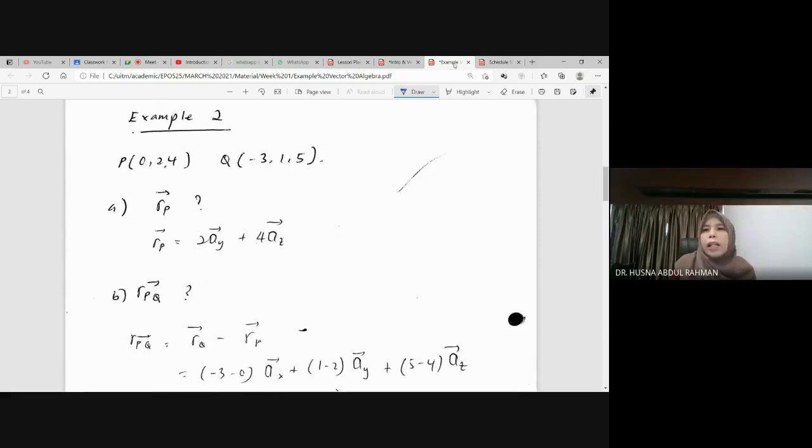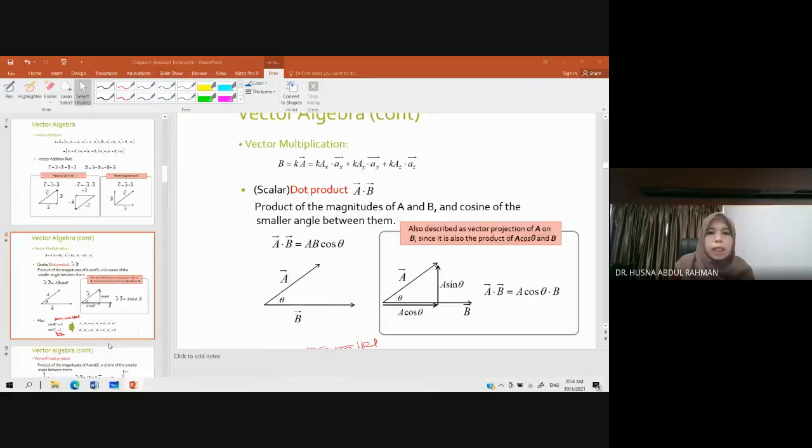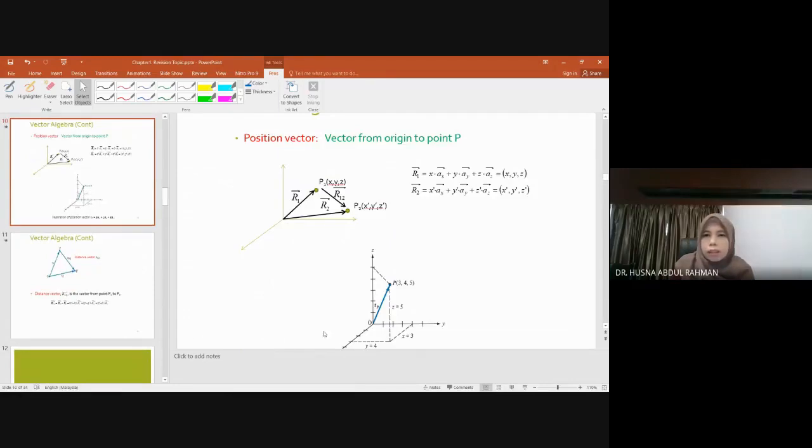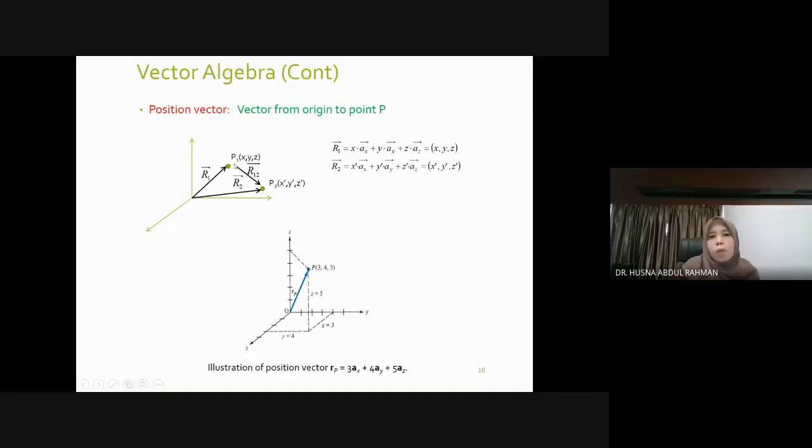Okay? Okay, and then another thing that I want to teach you is about position vector and distance vector. So what is position vector? Let's say you have point P1 located at x, y, z. So to find the position vector just means that it starts from origin and ends at point P. Maknanya starting point di origin. Tu je maksud position vector. Okay? So how to define this position vector?